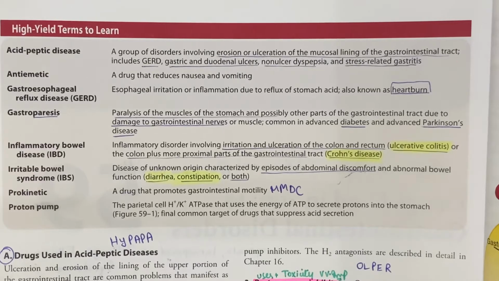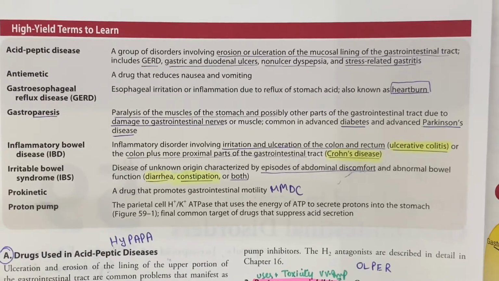Prokinetic: a drug which promotes GIT motility is known as a prokinetic. Proton pump: the proton pump is the parietal cell hydrogen potassium ATPase that uses the energy of ATP to secrete protons into the stomach. It is the final common target of drugs that suppress acid secretion.